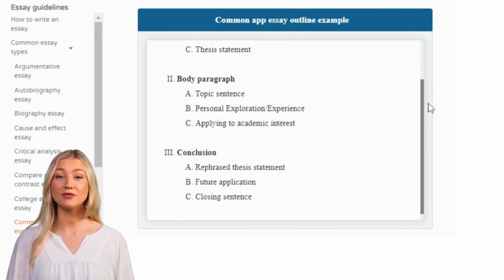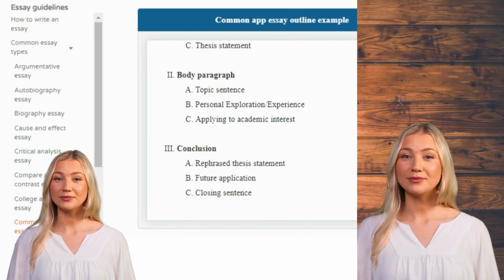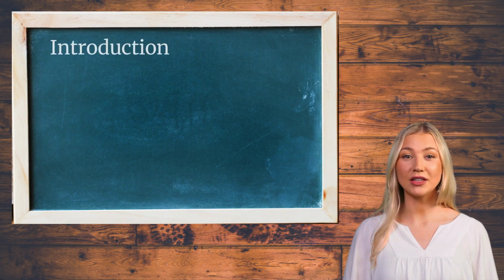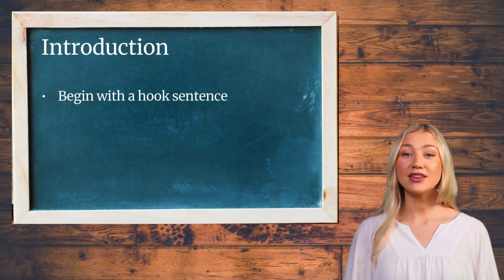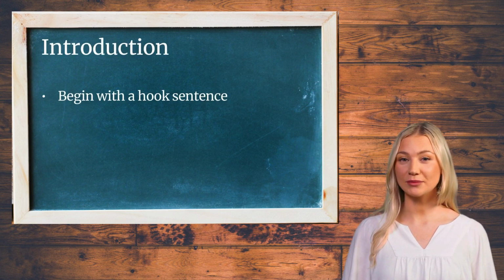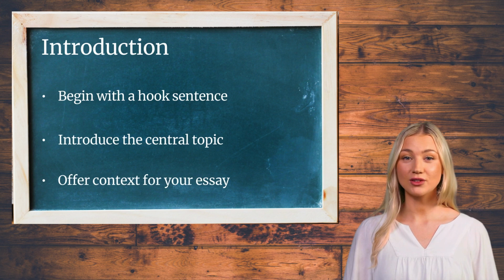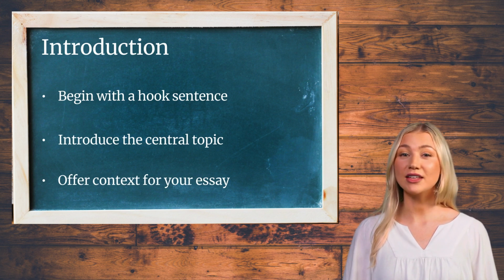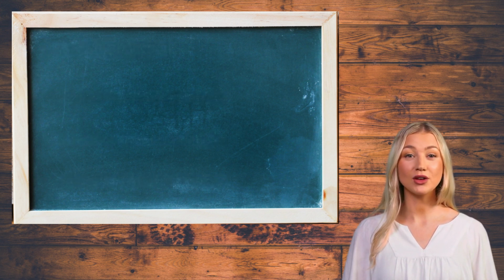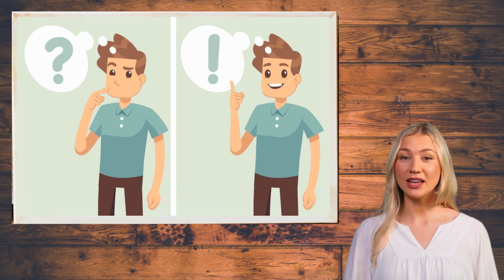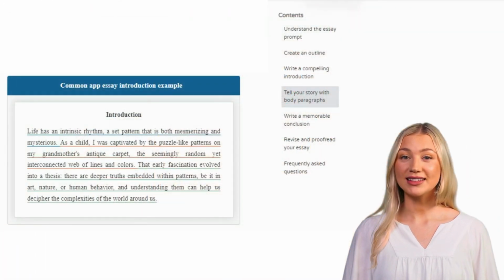Now, let's begin writing our introduction paragraph. When writing the introduction, begin with a compelling hook sentence that immediately captivates your reader's attention. Then, introduce the central theme or topic you'll explore. Make sure to offer context for your essay in the introduction. By the end of the introduction, your reader should have a clear understanding of the focus of your Common App essay.